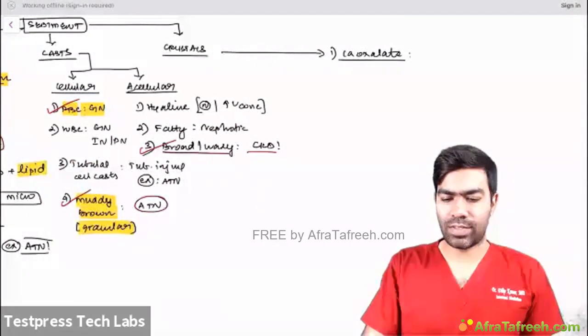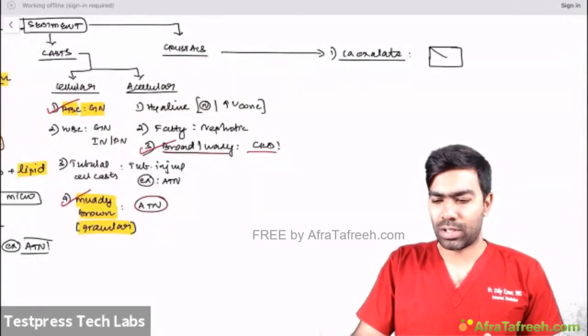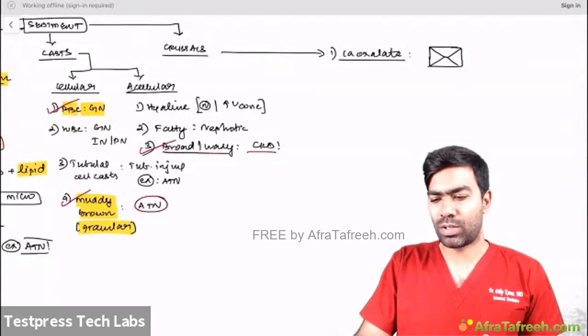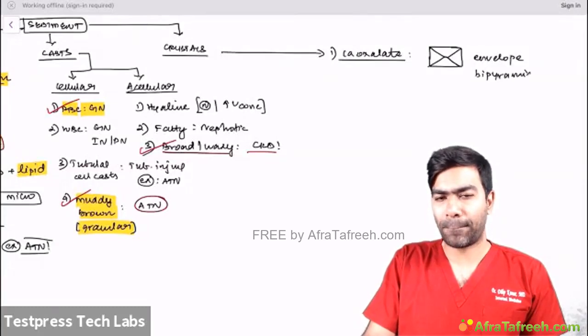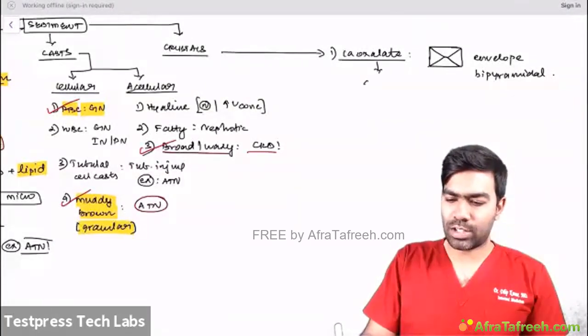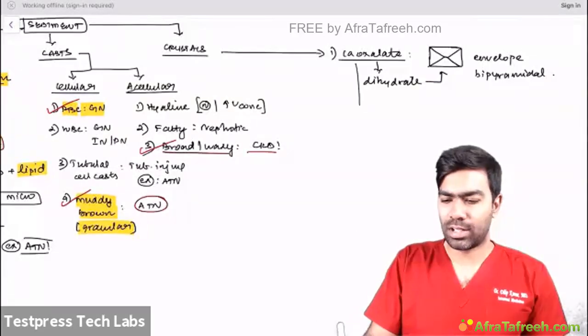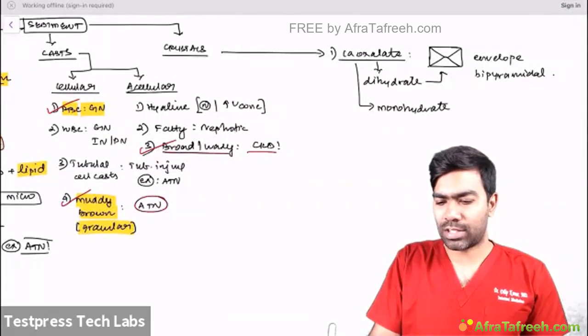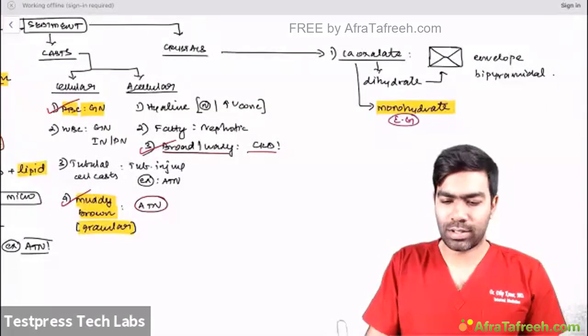They will look like a bipyramidal shape or envelope shape. Calcium oxalate crystals will look like this kind of envelope shape, or you can call it bipyramidal in nature. Usually calcium oxalate has two types. One is dihydrate crystals. Calcium oxalate dihydrate will look typically like this. Or you can have calcium oxalate monohydrate crystals. In exam, if they ask you where you will see calcium oxalate monohydrate crystals, you should answer, in ethylene glycol poisoning. That's where I will see.